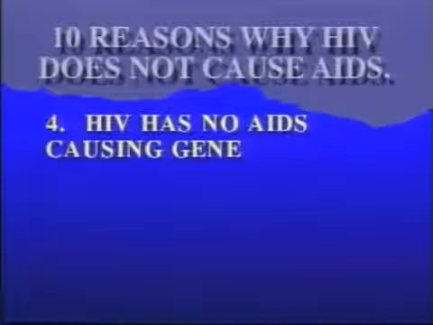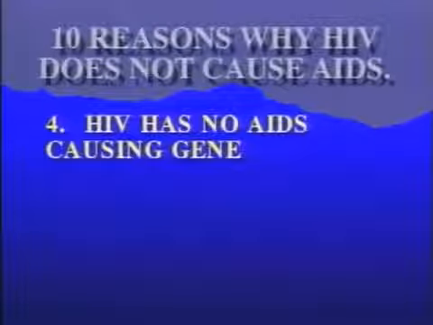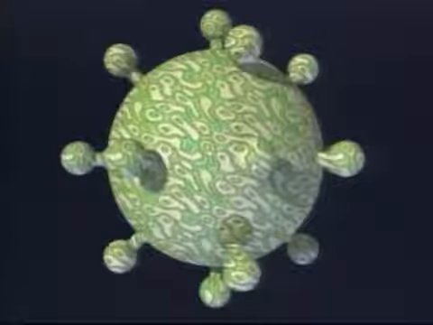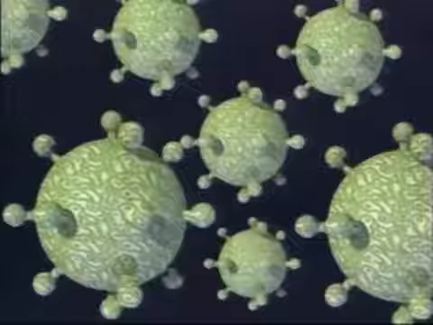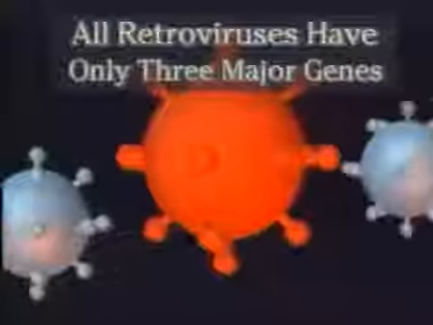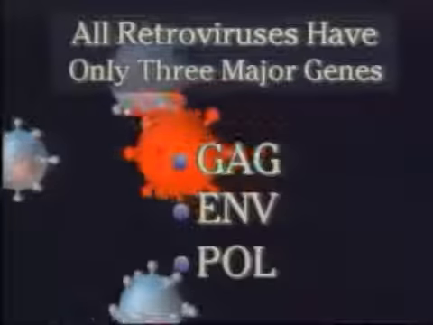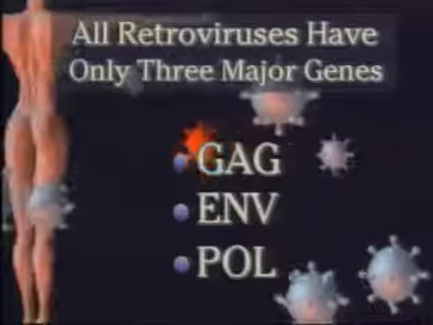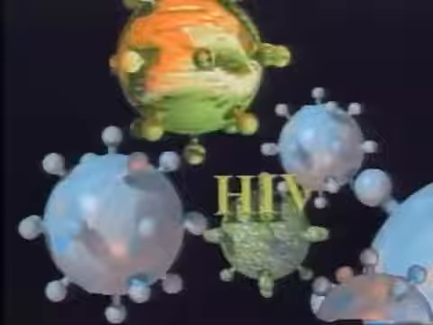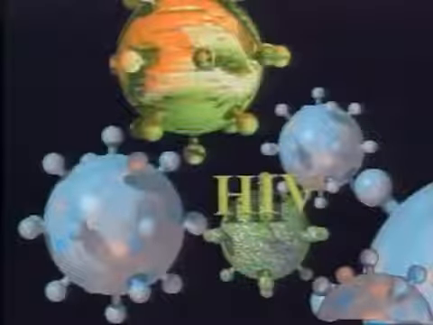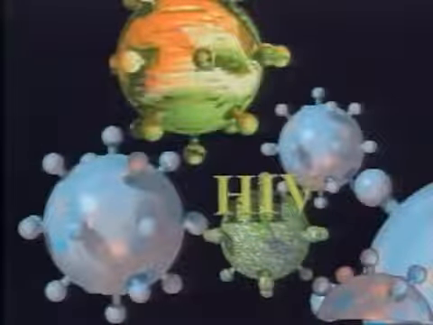Reason number 4. HIV has no AIDS-causing gene. HIV has no specific gene or unique genetic reason to cause AIDS. All retroviruses have only 3 major genes, GAG, ENV, and POL, and only 6 minor genes. Because the genes and genetic sequences are so limited in these very simple little viruses, they need all the genes to replicate. HIV is almost identical to all other retroviruses genetically.